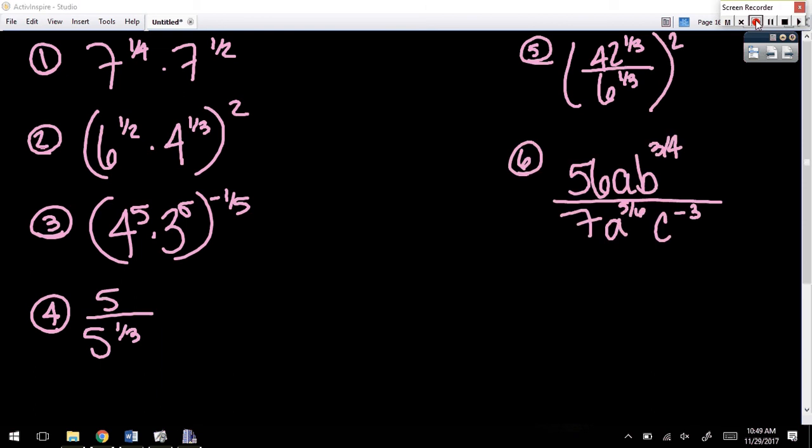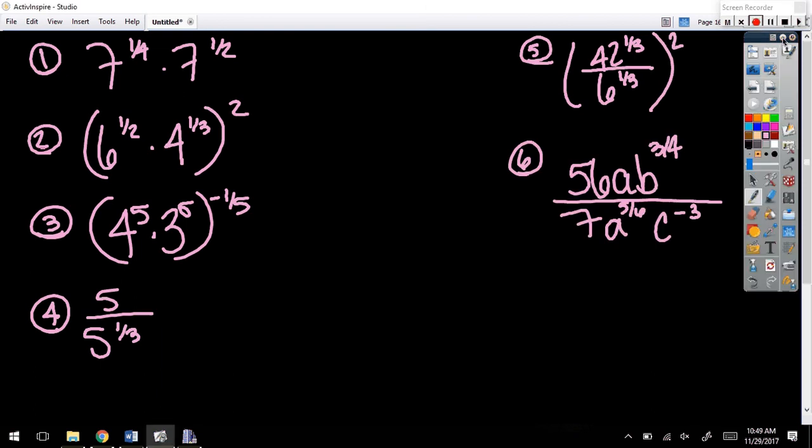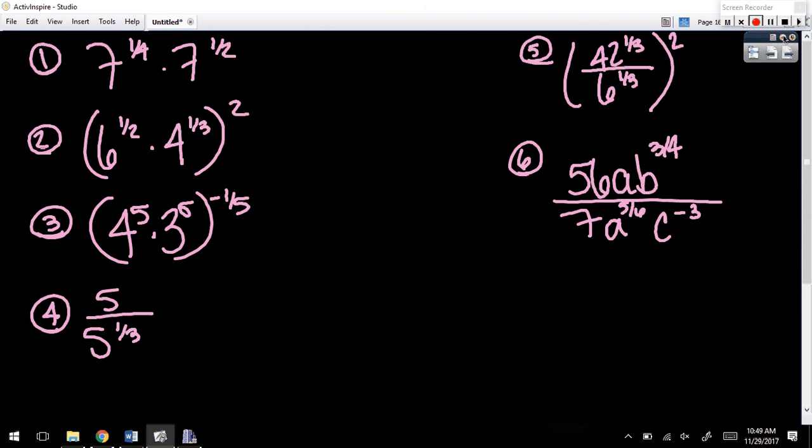Pay attention, pay attention, pay attention. Okay, all right, look at number 1. Boom, combine 1/4 and 1/2. The bases are the same. I'm multiplying, so I do what with the exponents? Add. So it's 3/4. If you put this on your calculator, everyone should get 3/4.